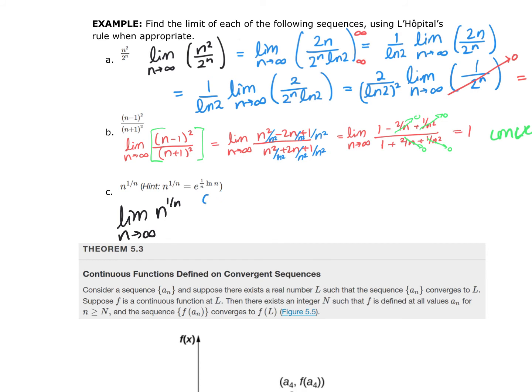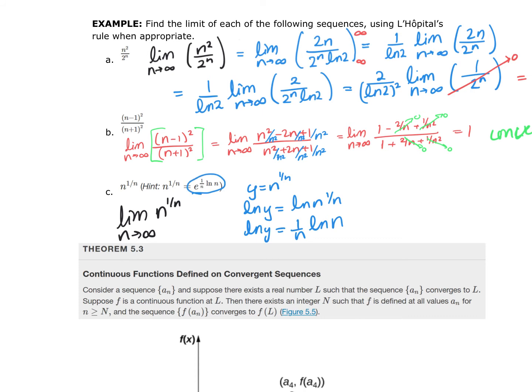So we know that when we see that form, we have to do L'Hopital's, but to do L'Hopital's on this, we have to set y equal to n raised to the 1 over n and take the natural log of both sides. So the natural log of y is equal to the natural log of n raised to the 1 over n, so the natural log of y is equal to 1 over n times the natural log of n. That's where they're telling you, hey, look at that.